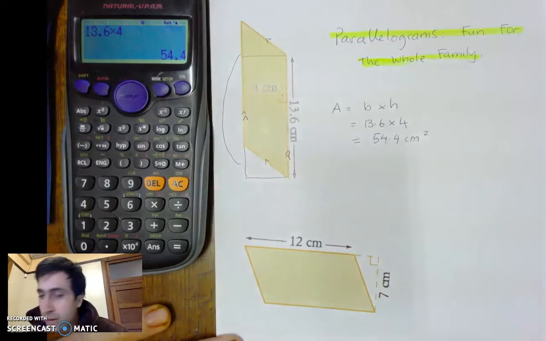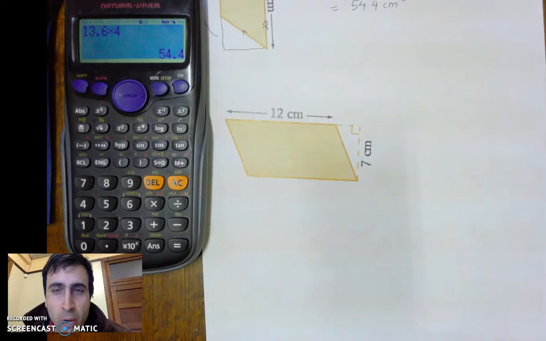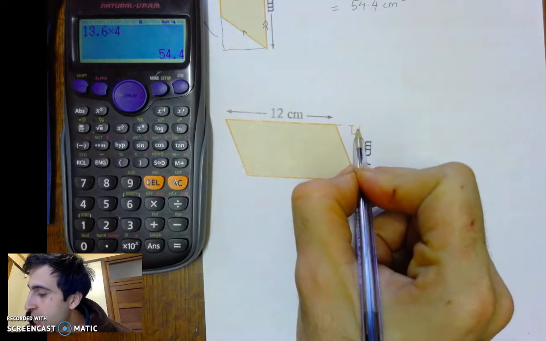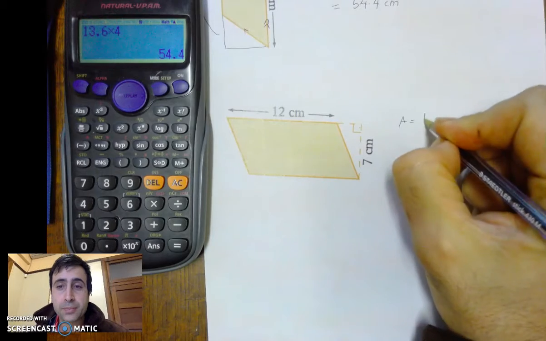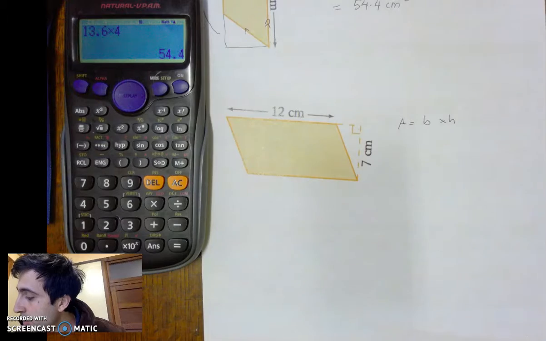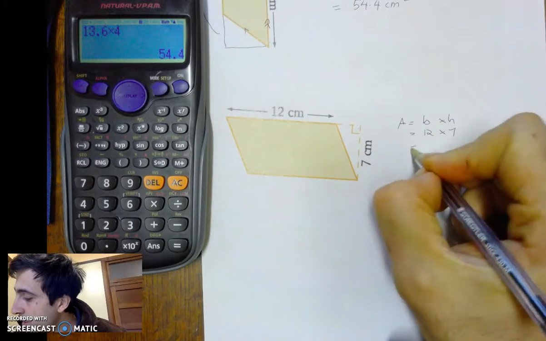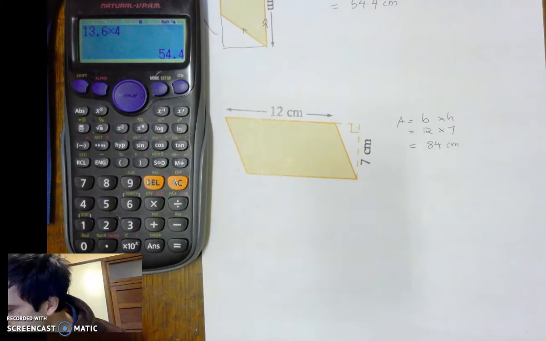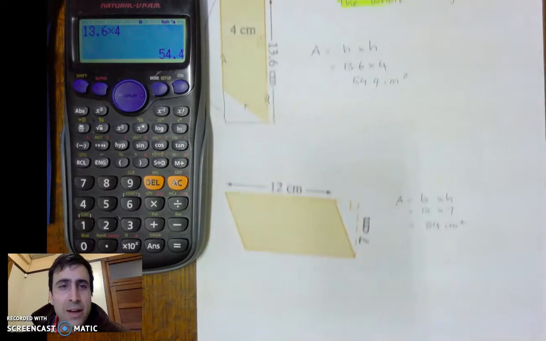Now if we go to this one underneath, it's exactly the same. What do we look for? We look for the right angle. We have a base, we have a height. Area equals base times height, which equals 12 times 7, which equals 84 centimetres squared, because it's an area.